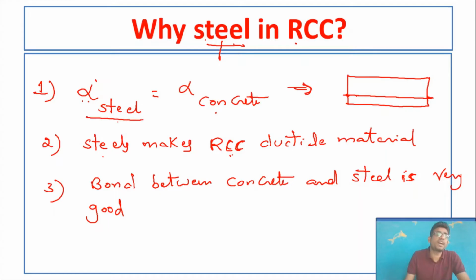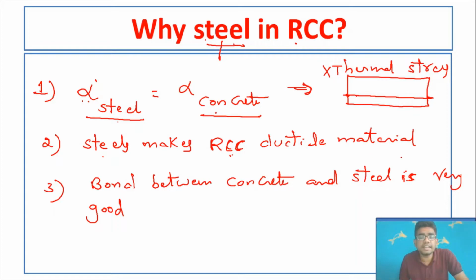What is the first reason? The alpha of steel and concrete are almost the same. So what can we avoid? We can avoid the thermal stresses. The second reason is that steel makes the RCC a ductile material. And the third one is that the bond between the concrete and steel is very good. Obviously, one more reason, as I told in the previous slides, is that the tensile strength of steel is very high. So if you use that, then it can take care of the tensile stresses. So these are the reasons.